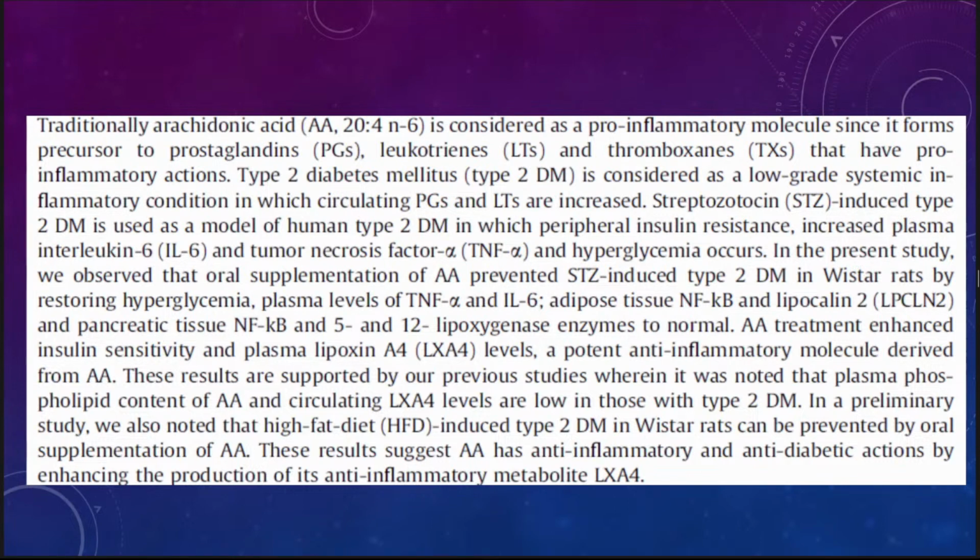And so we think that one of the mechanisms by which a high-fat diet induces type 2 diabetes is that it is able to inhibit the conversion of linoleic acid into arachidonic acid by acting on delta desaturase. And because of low arachidonic acid levels, lipoxin A4 is not formed in substantial amounts, and so they develop diabetes. Thank you very much.